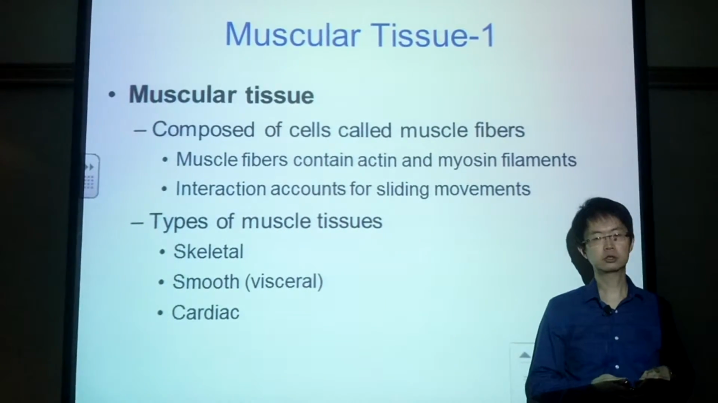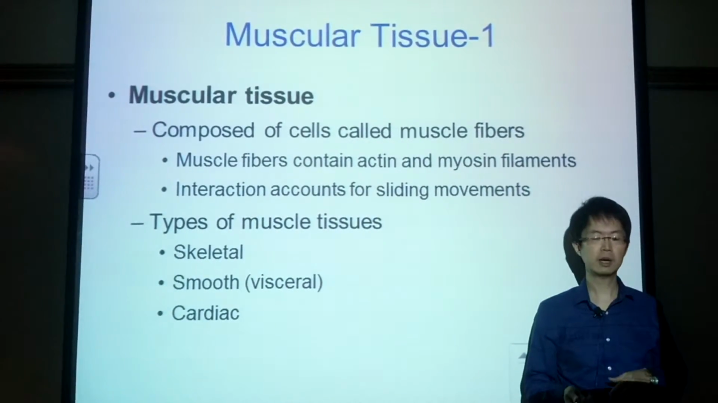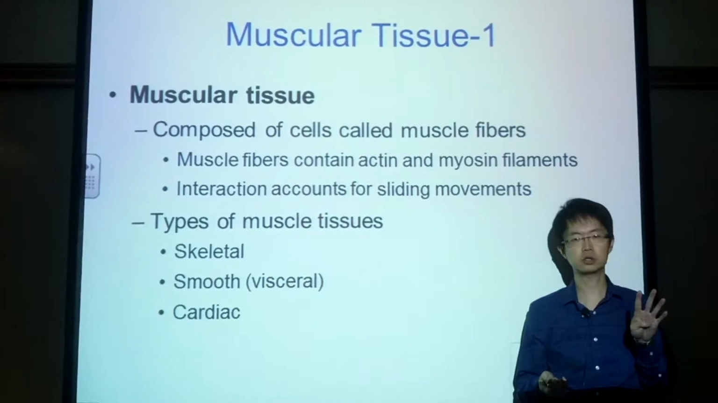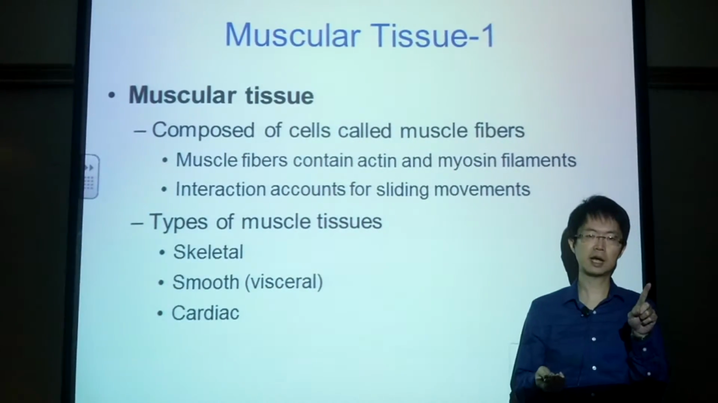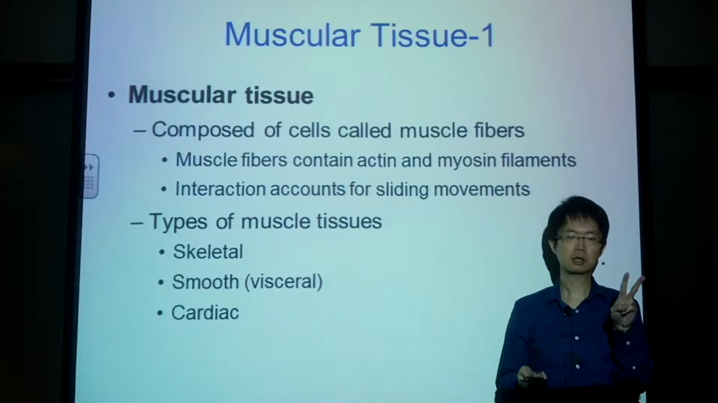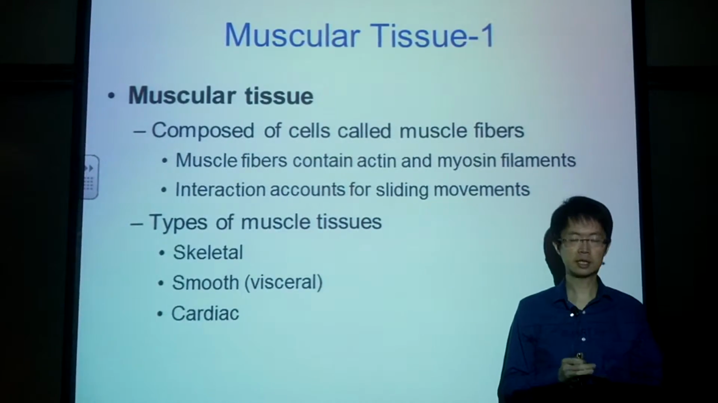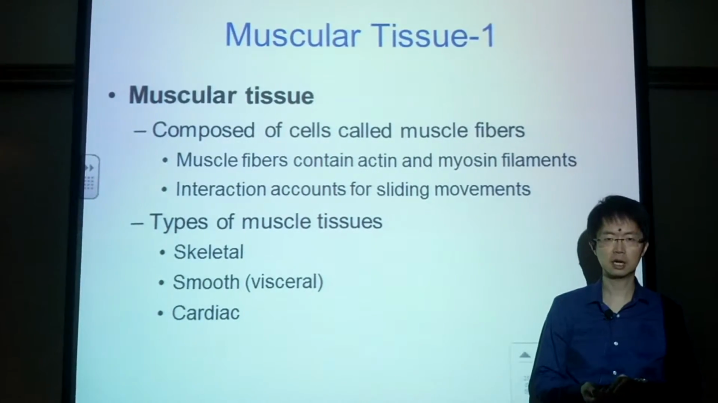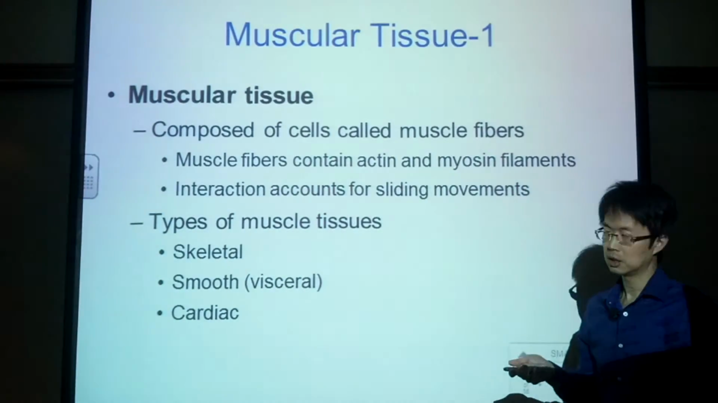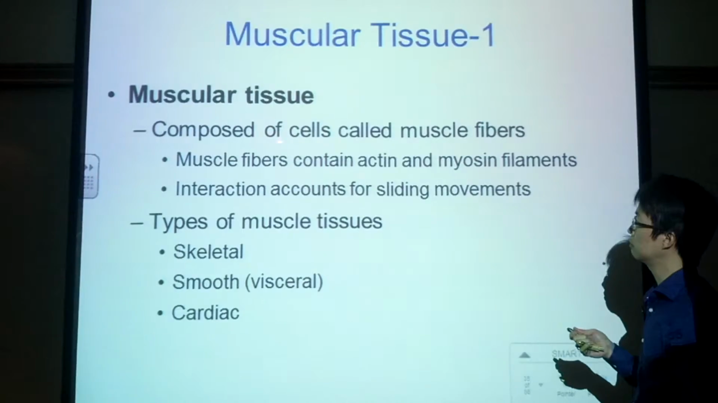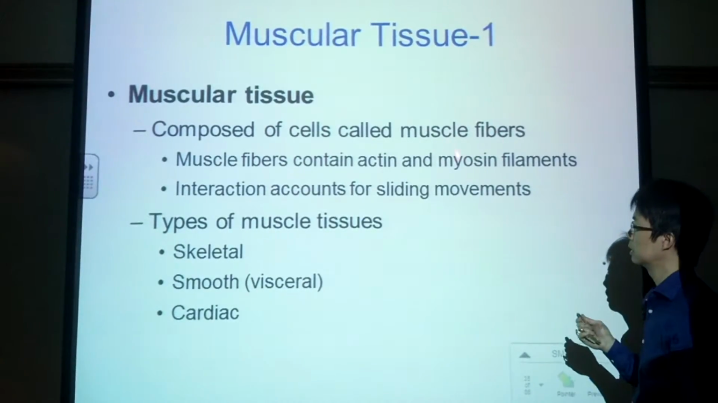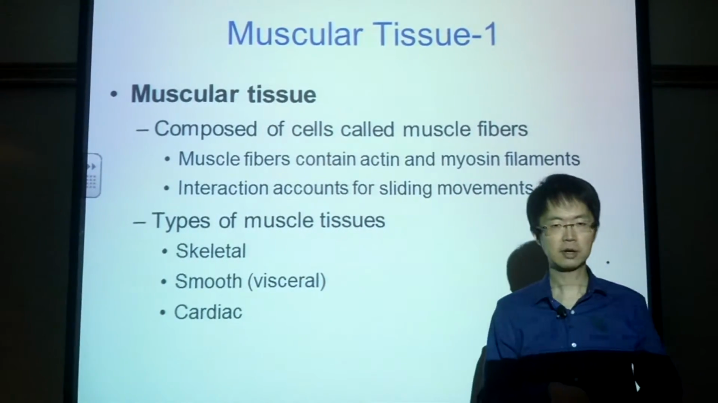Now we finished talking about connective tissue. Remember, we have 4 types of tissue. First type, epithelial cell. Second type, connective tissues. The third type is the muscular tissue. Yes, muscle is considered as a tissue. Muscle is composed of cells called muscle fiber. Remember, this is very important.